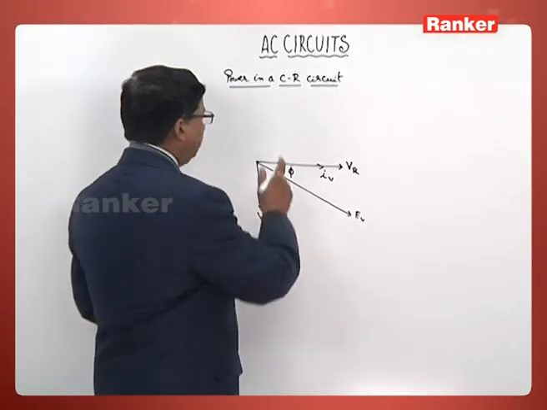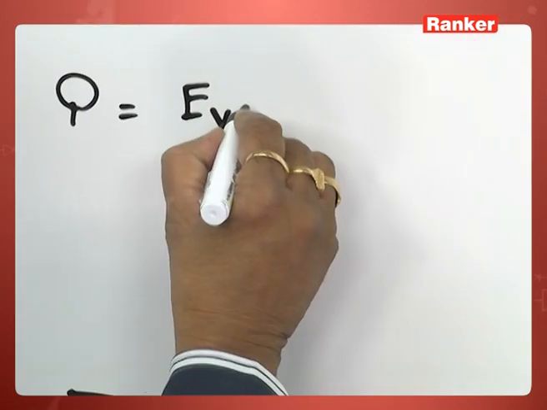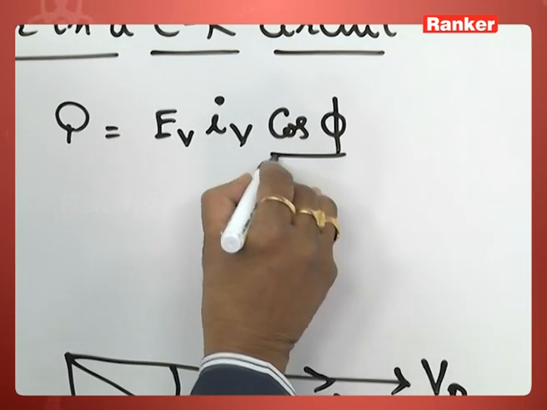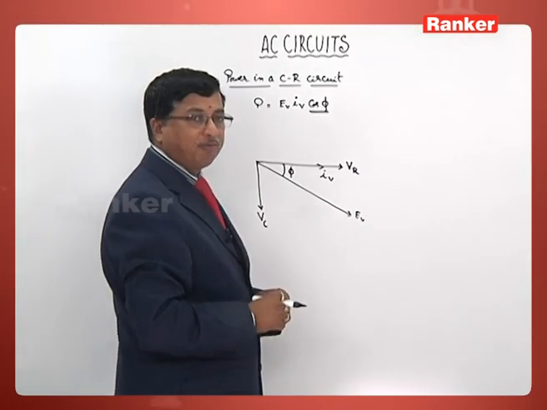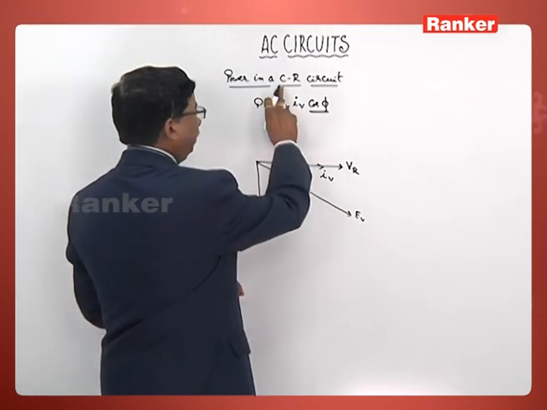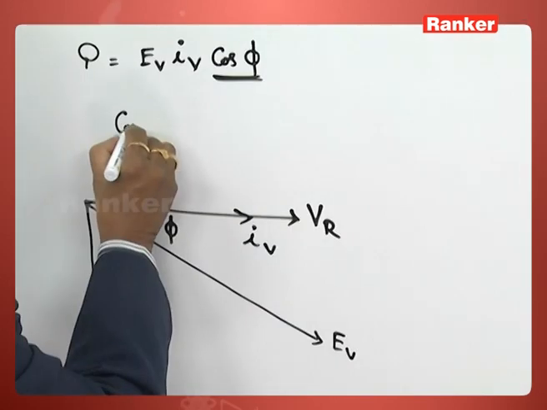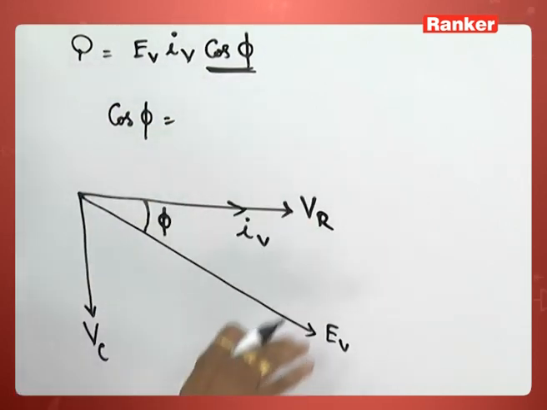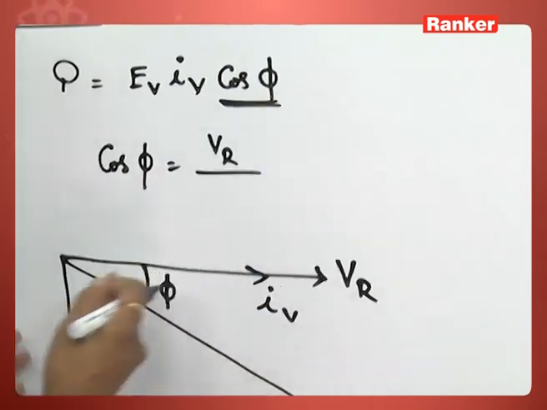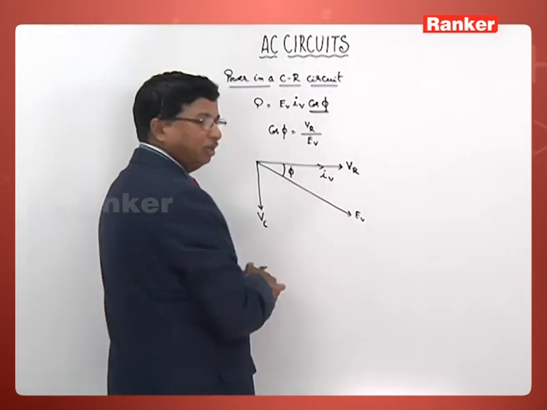That is what we want, because power in general is virtual value of EMF into virtual value of current into cos phi, which of course we have called the power factor. Now the question is, what is the power factor in the case of a CR circuit? We can write cos phi from this phasor diagram. Cos phi is equal to VR, the adjacent side, by the hypotenuse, which here is EV.